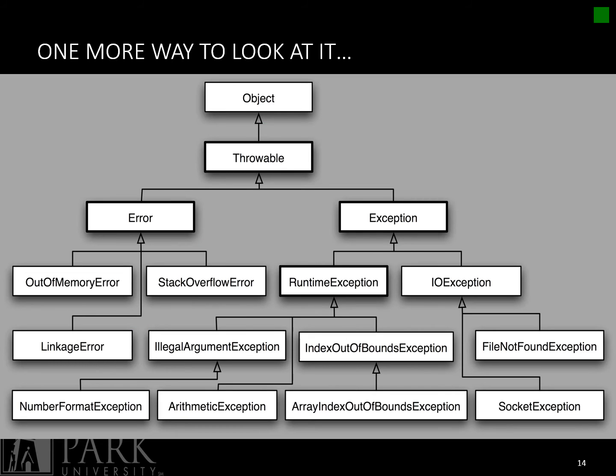All right, so this is just one more way to look at it. Hopefully it should be sinking in by now. Anything that is derived from Error or RuntimeException is optional. It is an unchecked exception, which means you can handle it with try-catches or with better coding. Anything that's not derived from those things is a checked exception, and you must handle it with a try-catch block. And of course, your compiler will tell you when you go to compile and you get an error.